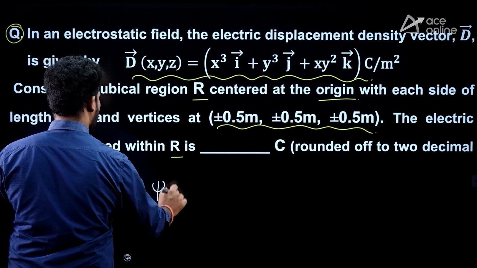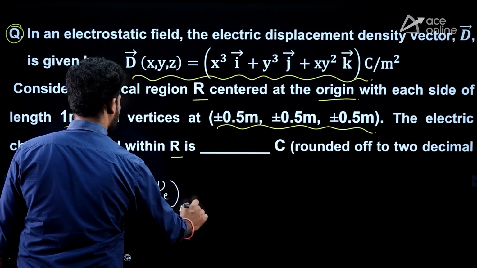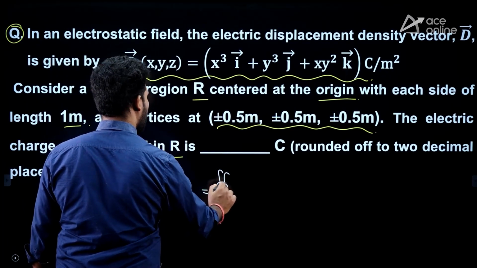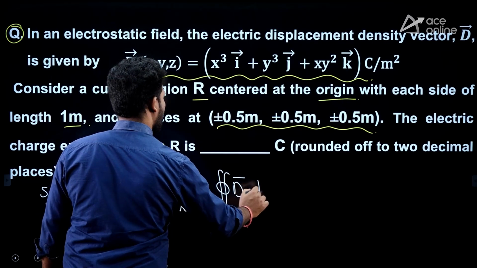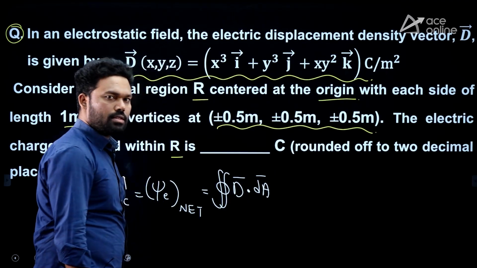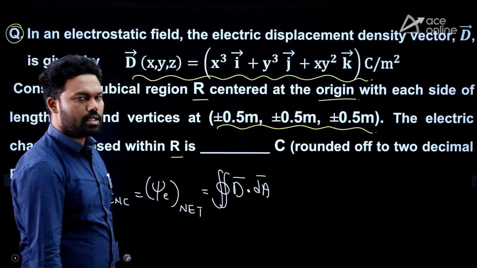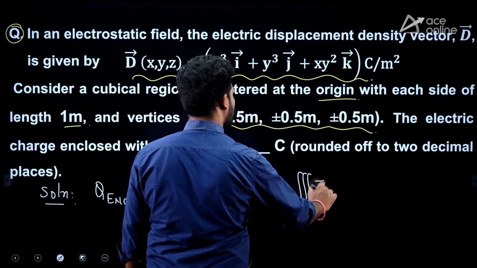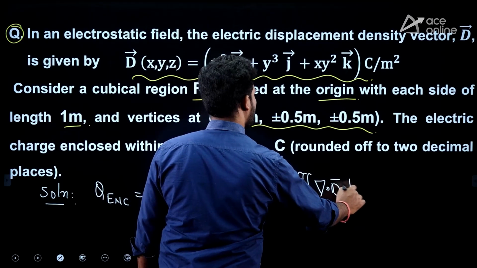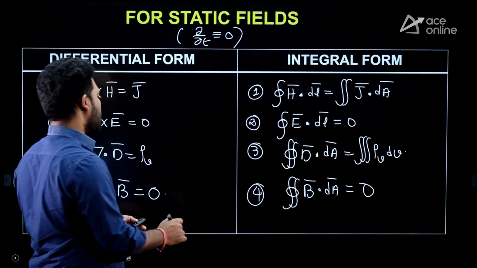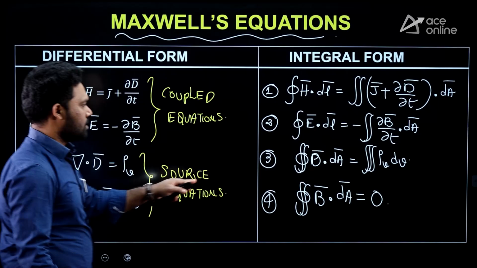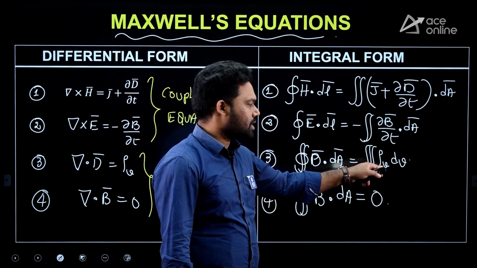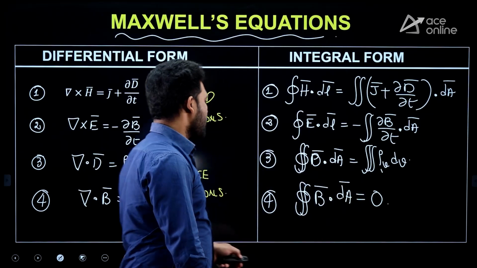According to the Gauss law, charge enclosed is equal to net electric flux, which is nothing but the closed surface integral of D dot dA. Never perform the closed surface integral, it is time taking. Instead of that, make use of what is called the divergence theorem. The closed surface integral of D dot dA is the net electric flux, which is equal to the charge inside, the volume charge.